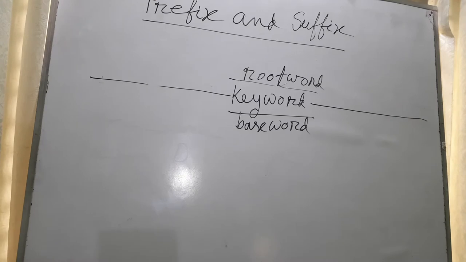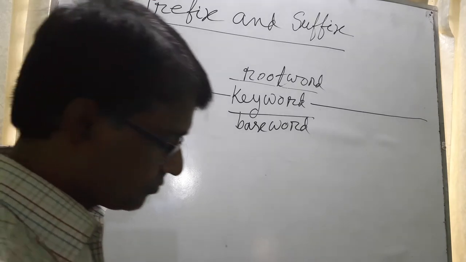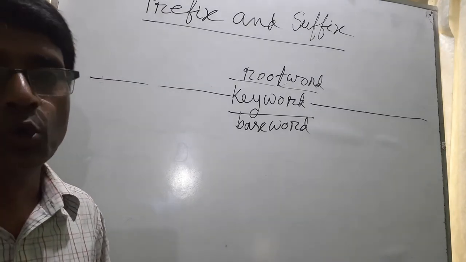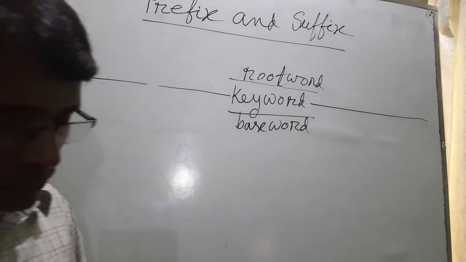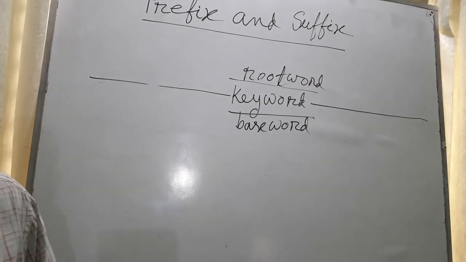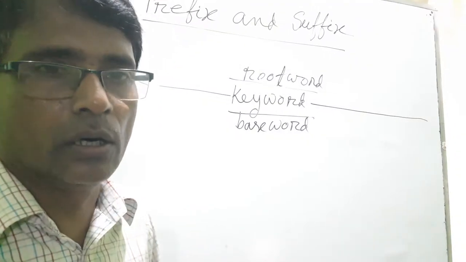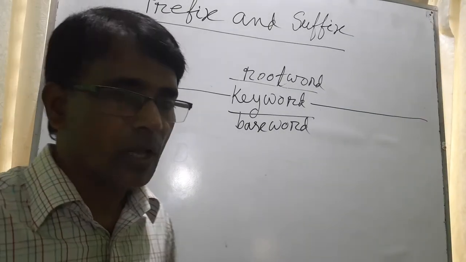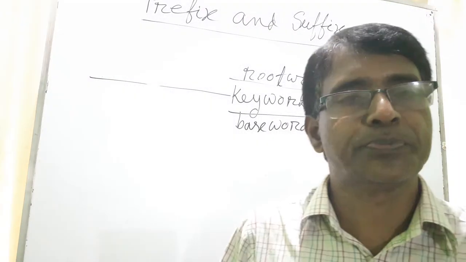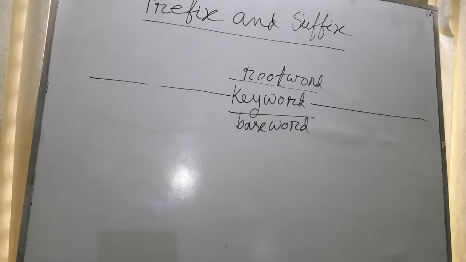Before knowing prefix and suffix, we should know the keywords or base words or root words. Keywords or base words are those words which are given in the passage as noun or adjective or verb or adverb. There are 8 kinds of parts of speech, and 4 parts of speech are keywords or base words.